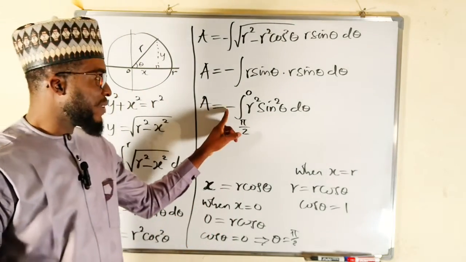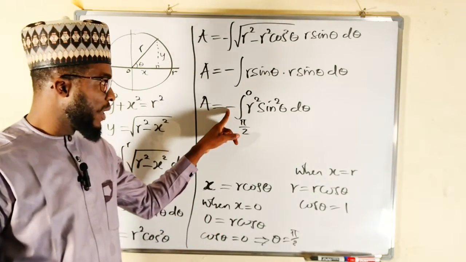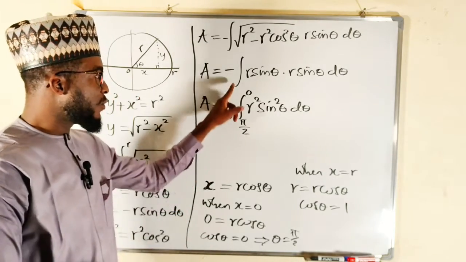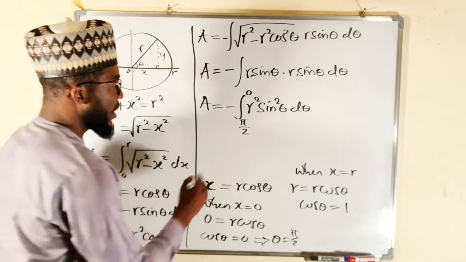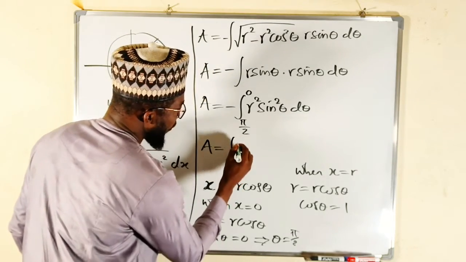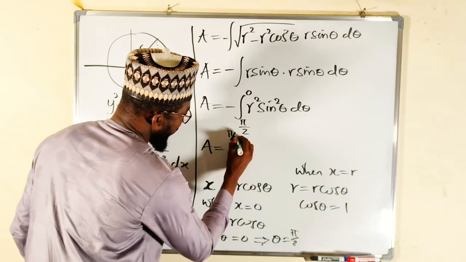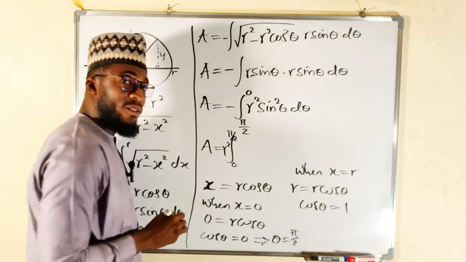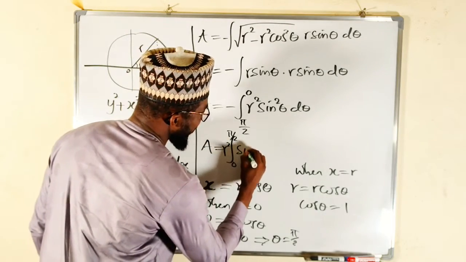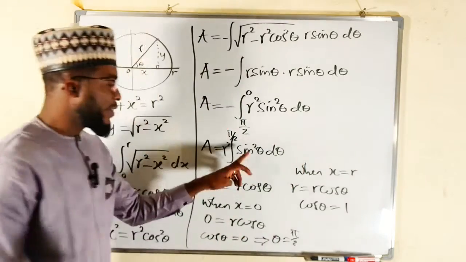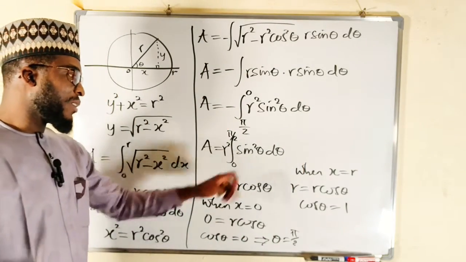And remember, since we have a negative outside from the lows, we can make it positive and switch the limits. Take this one to the top and bring this one down. So this is area equal to now the integral from 0 to pi divided by 2 of, I can bring the r squared outside since it is constant. We only have sine squared theta d theta inside. So this is what we have to integrate, sine squared theta.